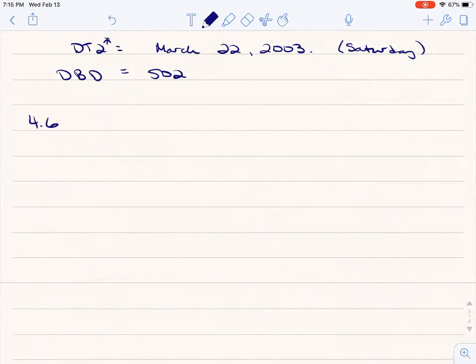Let's get into 4.6. 4.6 is on equivalent payments.